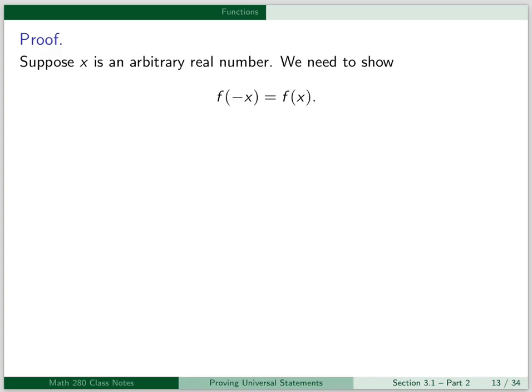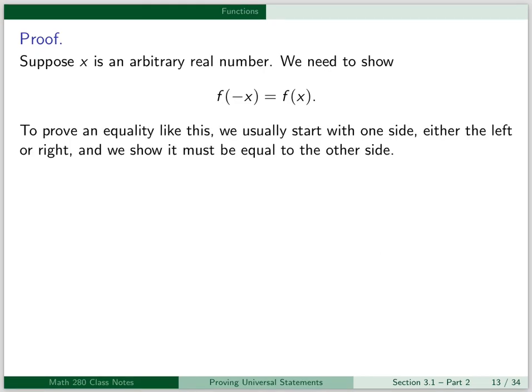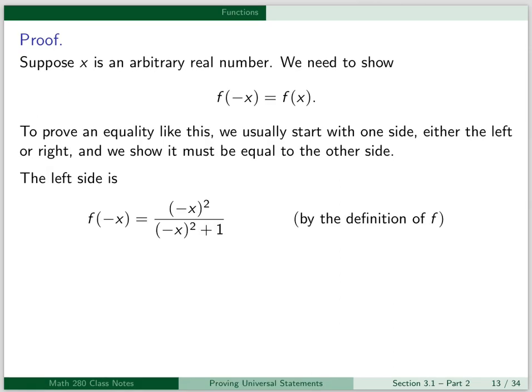Suppose x is an arbitrary real number, we need to show f of minus x is equal to f of x. To prove an equality like this, we usually start with one side, either the left or right, and we show it must be equal to the other side. So starting with the left side, f of minus x is minus x quantity squared over minus x quantity squared plus 1. And that follows immediately from the definition of our function f by replacing x with minus x in the formula.